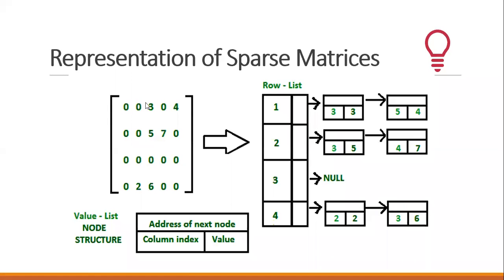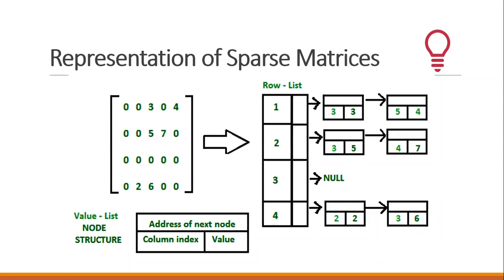At what column index is it located? At column index 3, so it is 3, 3. Then it is pointing to the next node, maybe the next non-zero value in this particular row. So the next non-zero value in this row is 4, and it is located at column index 5.